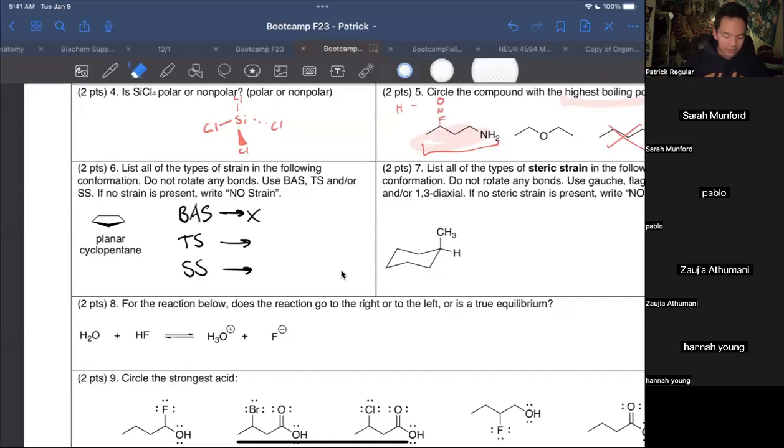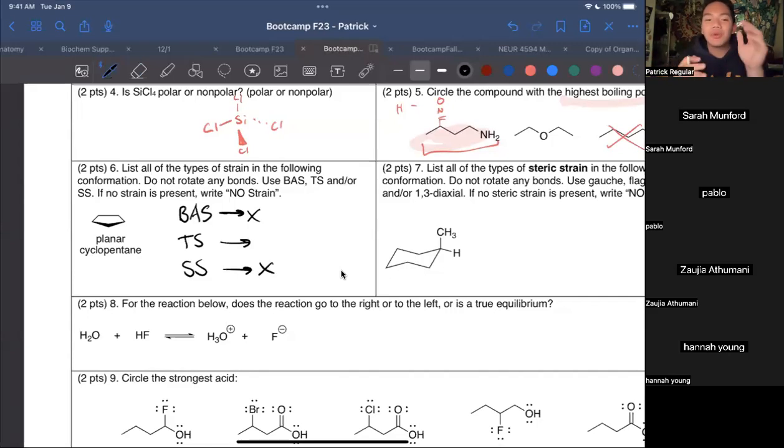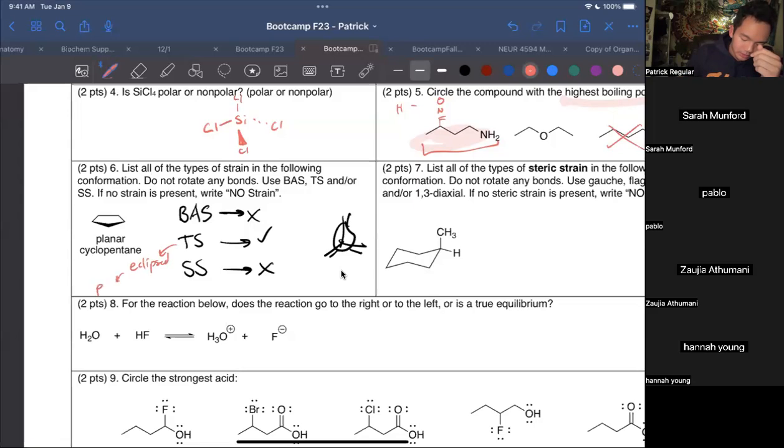Actually, wait, no, not torsional. I meant steric strain. My bad. Torsional strain happens when you have a Newman projection, but everything is eclipsed. And this always happens when you have a planar molecule. When a molecule is planar, all of those Newman projections are going to be eclipsed. So if you have a planar molecule, automatically you're going to have torsional strain.